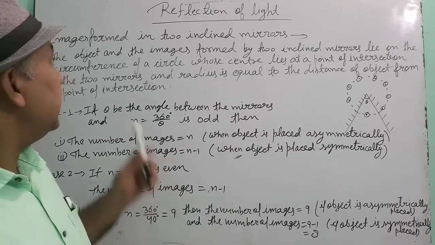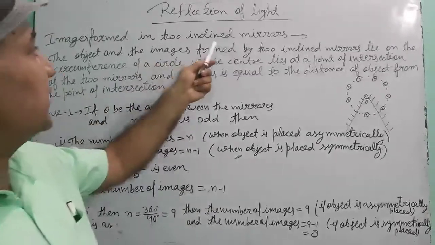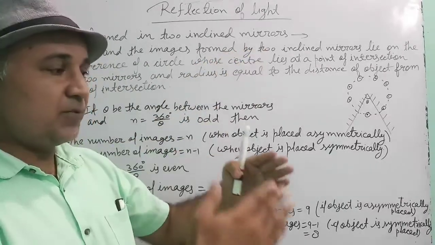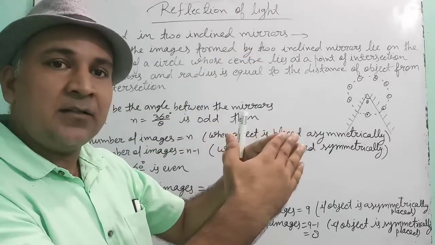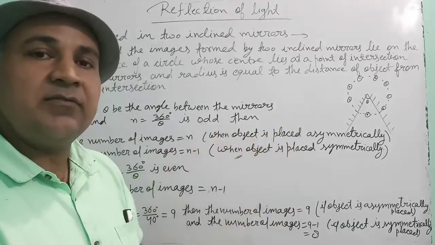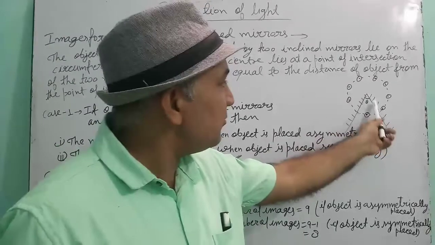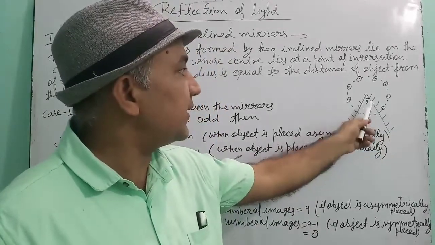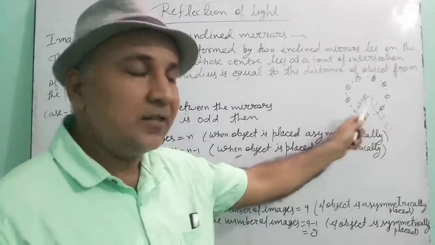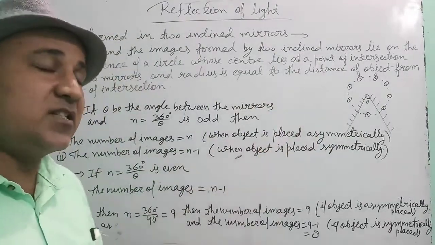Okay children, now see, images formed in two inclined mirrors. That means if two plane mirrors are inclined at an angle, then where will the images be formed? So suppose that two plane mirrors are inclined at theta degree and this is the object. Then see where will the image form.